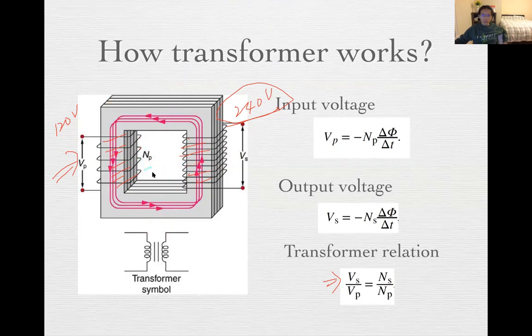Okay. And since the power cannot be lost, and we know that P equals IV, the primary power should be the same as the secondary power. Which means that the voltage is inversely proportional to the current.